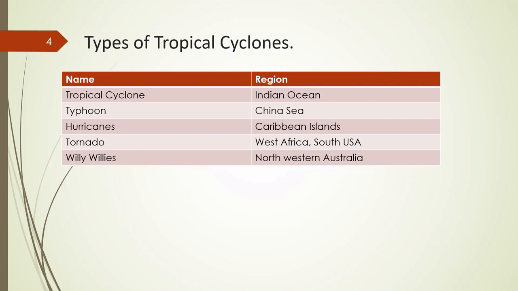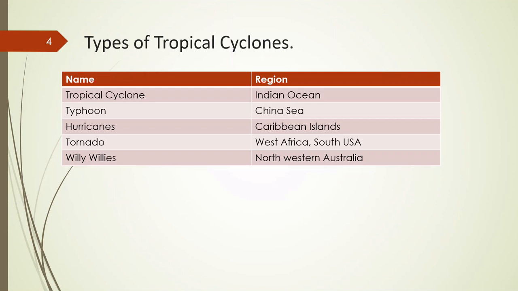Here we can see typhoon is the term for a cyclone happening in the China Sea, hurricane in the Caribbean islands, tornado in West Africa and southern USA, and willy-willies in northwestern Australia. Typhoons are formed in the China Sea at 6 to 20 degree latitudes, and they have a steep pressure gradient and are smaller than temperate cyclones. They have huge torrential downpour, thunder, and lightning. These are the basic features of typhoons, which happen in the China Sea.